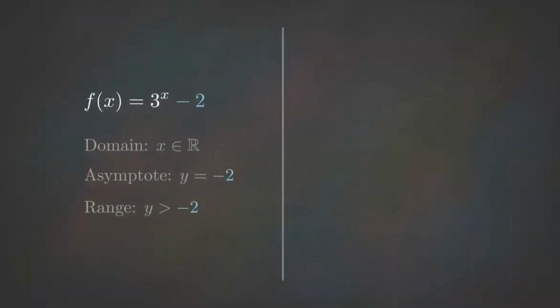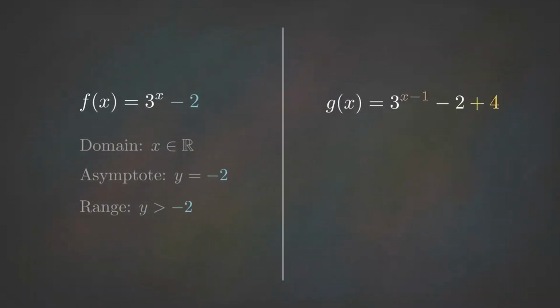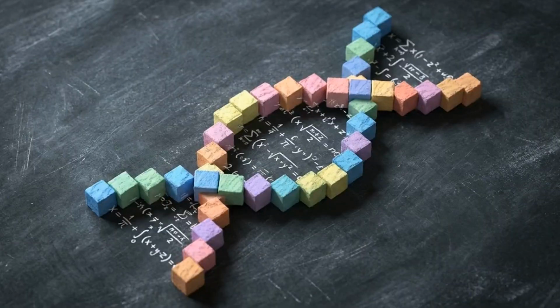Now we apply a shift right by 1 and up by 4. Moving right doesn't restrict the domain of an exponential function, so that remains all real numbers. But the vertical shift moves our horizontal asymptote up by 4 units. -2 plus 4 is 2. Our new range is y greater than 2. Algebraic parameters are the DNA of the graph. Reading them directly identifies every geometric property without relying on a sketch.